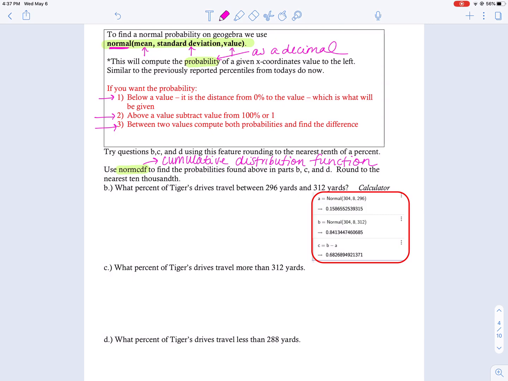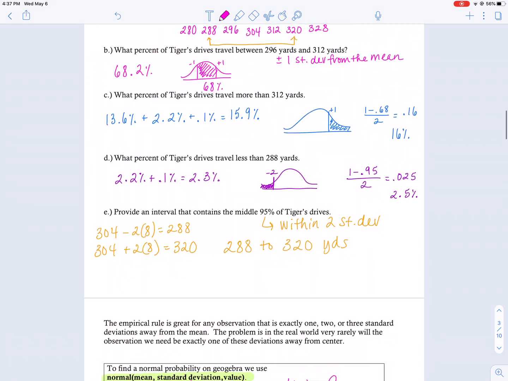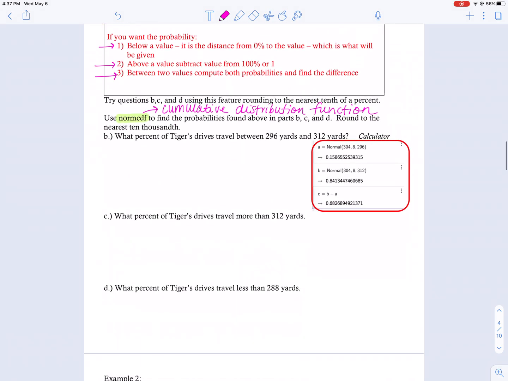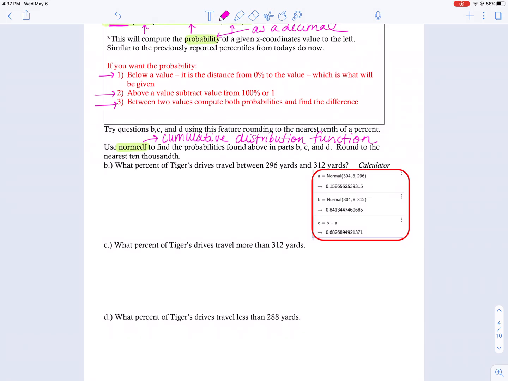Now we're going to try the whole Tiger questions using the calculators. So watch this. Are these the same numbers? Are we giving 296? Yeah. So it said, what percent of Tiger's drives travel between 296 and 312? So this is like choice 3, when it's between 2 values. When it's between 2 values, we have to go into the calculator.